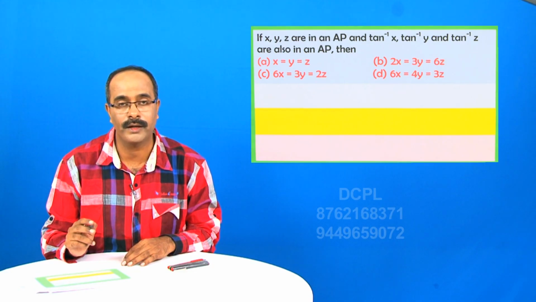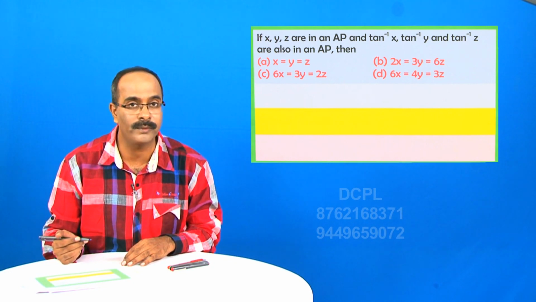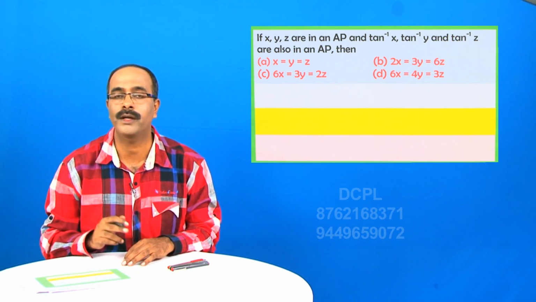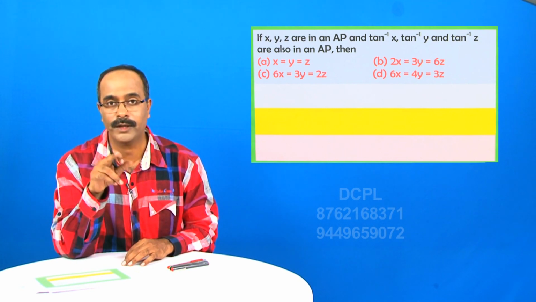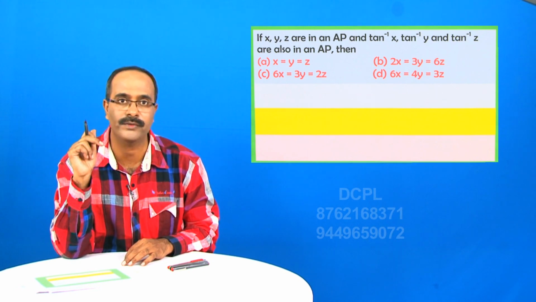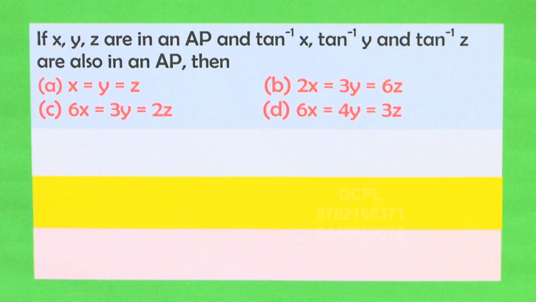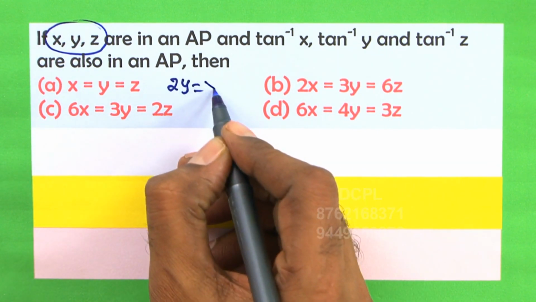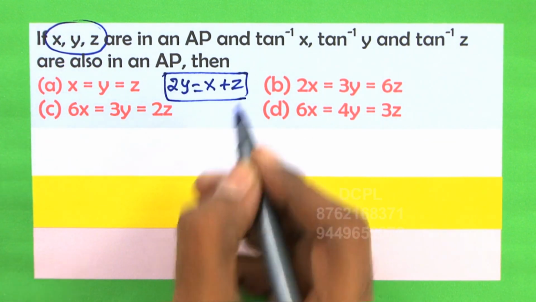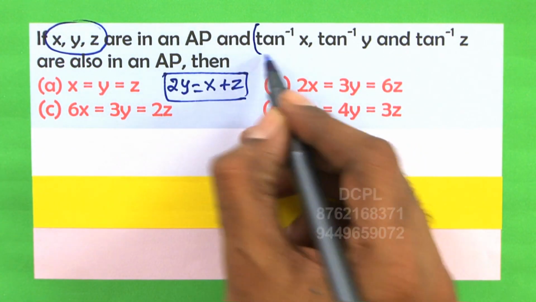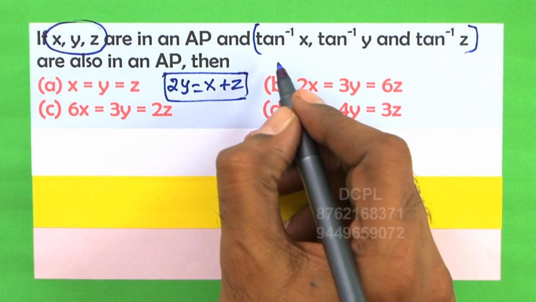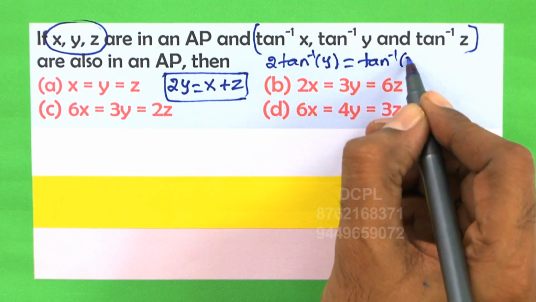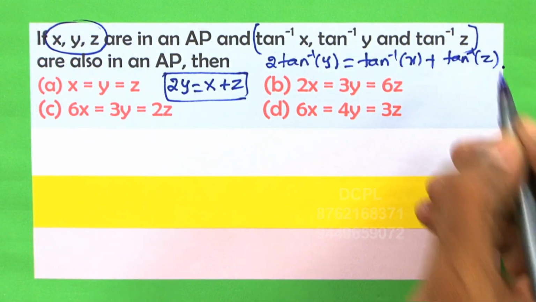See, x, y, z are in AP means y should be equal to (x plus z) by 2. Is that correct? Or 2y is equal to x plus z. And tan inverse of x, tan inverse of y, tan inverse of z are in AP means 2 times tan inverse of y should be equal to tan inverse of x plus tan inverse of z. Correct? So, x, y, z are in AP, therefore 2y is equal to x plus z. That is the first observation. And second observation, tan inverse of x, tan inverse of y and tan inverse of z are in AP. Therefore, 2 tan inverse of y is equal to tan inverse of x plus tan inverse of z.